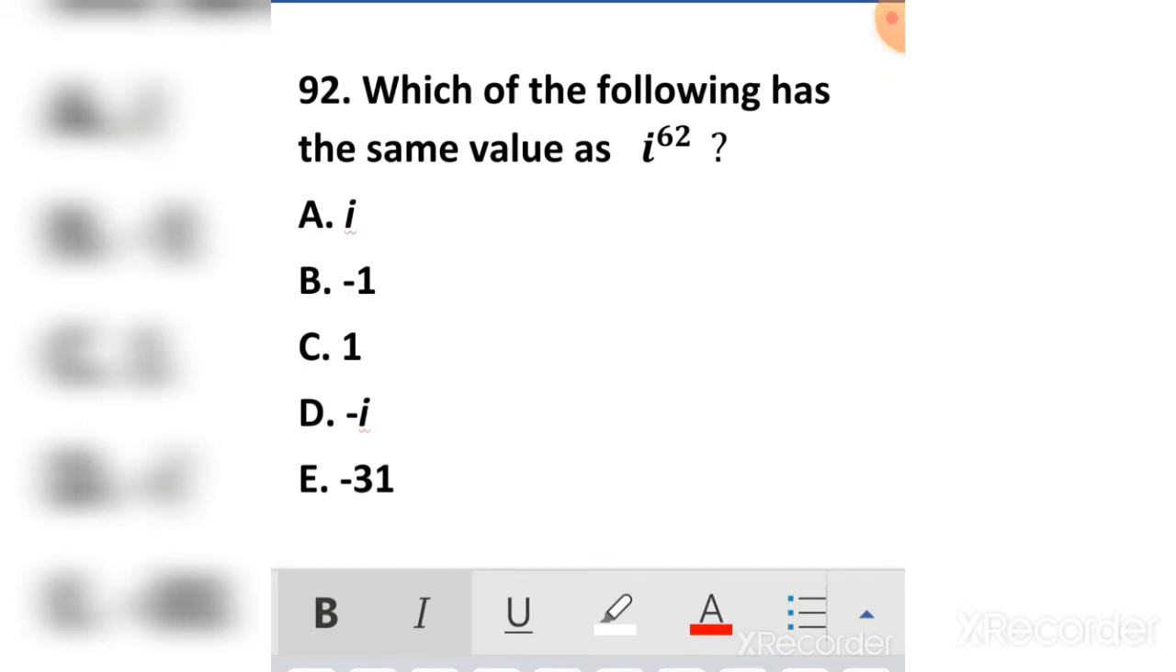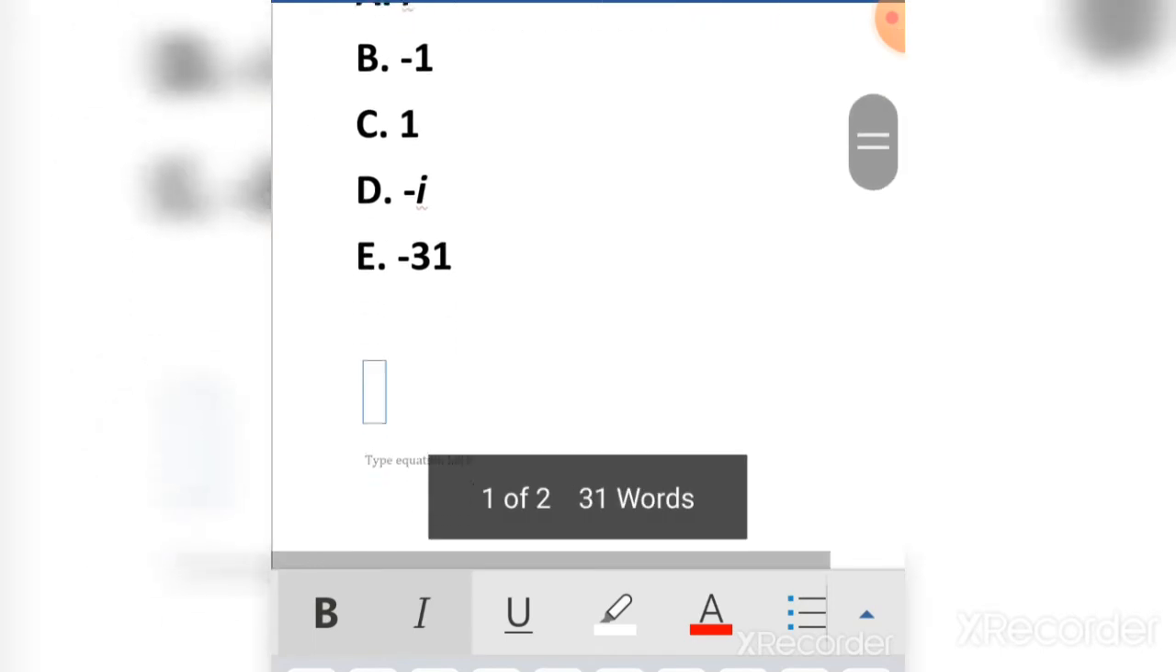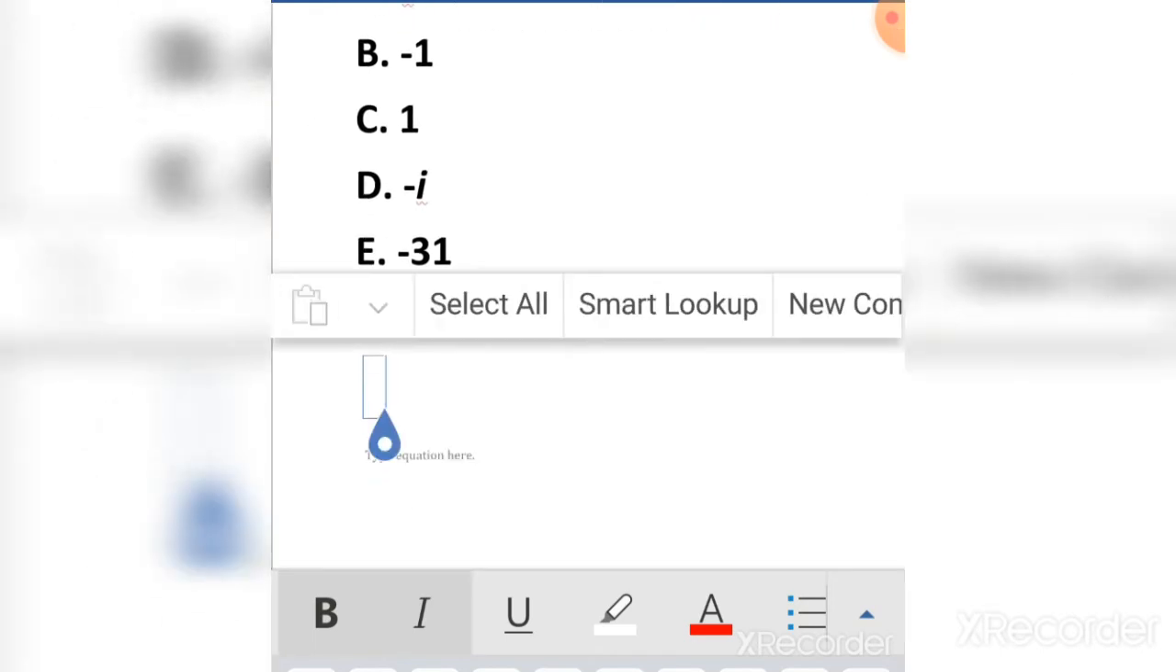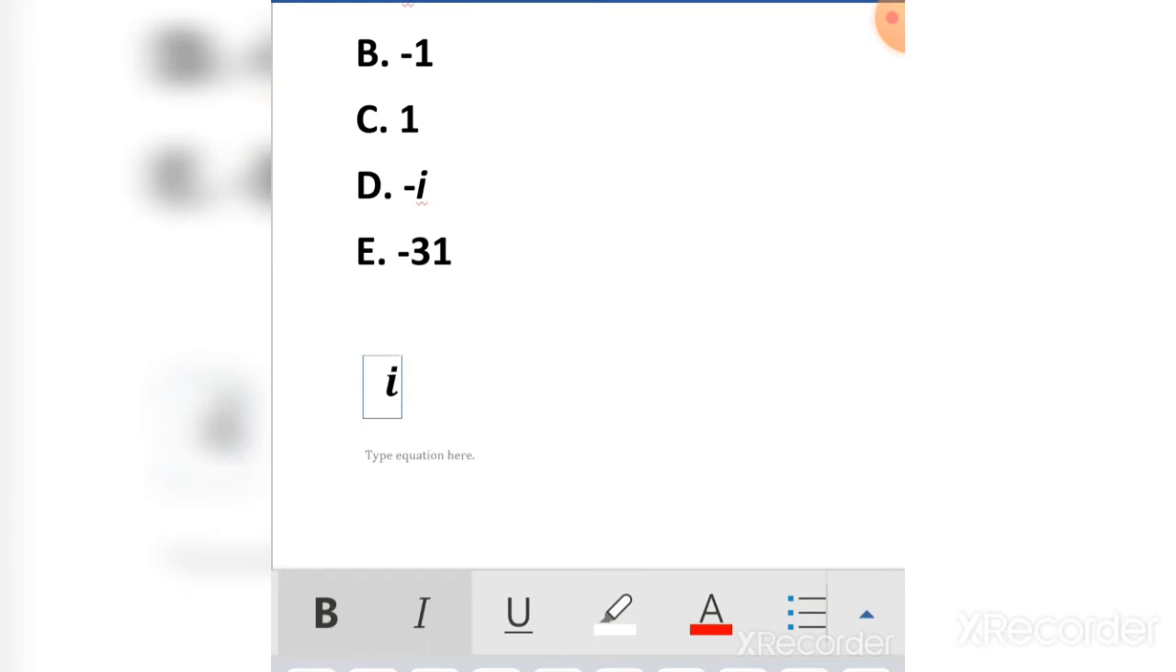92. Which of the following has the same value as i raised to the power of 62? A. i. B. Negative 1. C. 1. D. Negative i. E. Negative 31. So, what is i? i is an imaginary number and it is equivalent to the square root of negative 1.